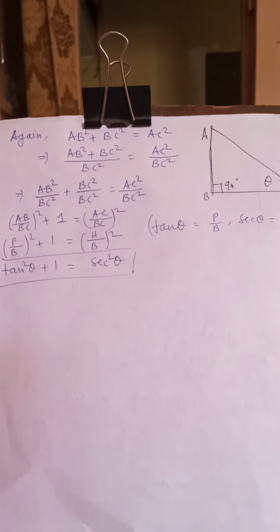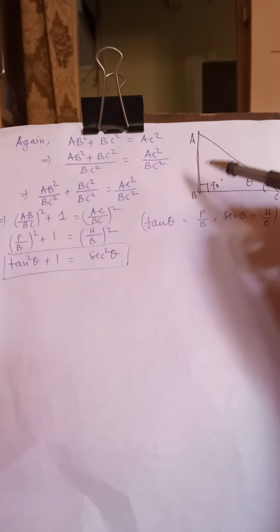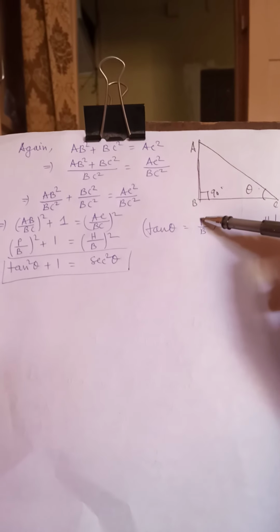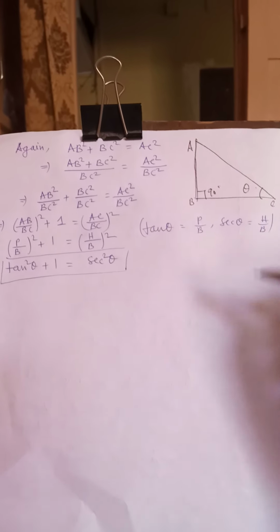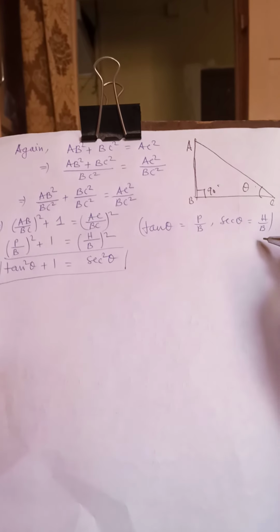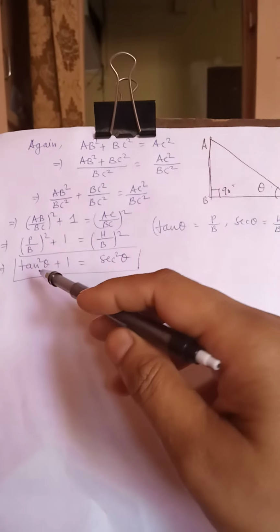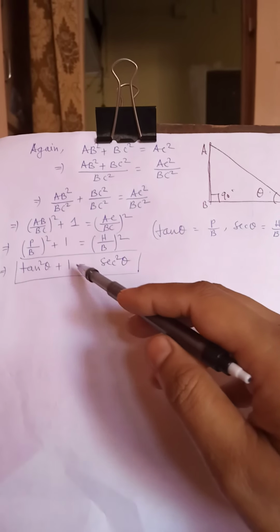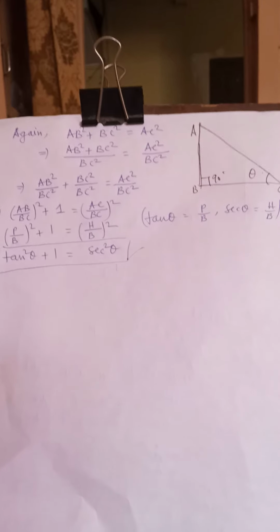Now what is AB? AB is the perpendicular and BC is the base. So tan theta is the ratio of perpendicular by base, and AC is the hypotenuse, BC is the base, so it is hypotenuse by base. So (P by B) whole square plus 1 equals (H by B) whole square. So tan square theta plus 1 equals sec square theta.